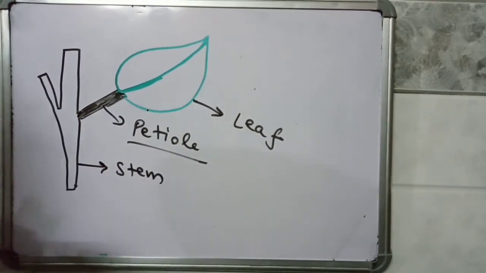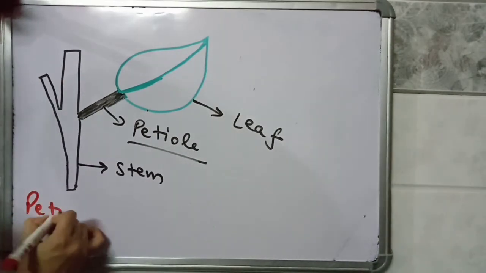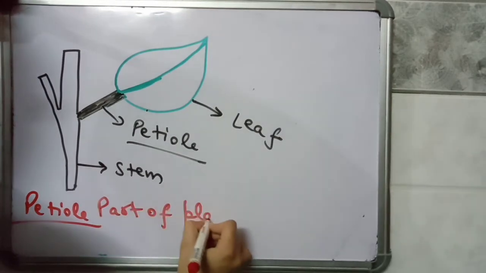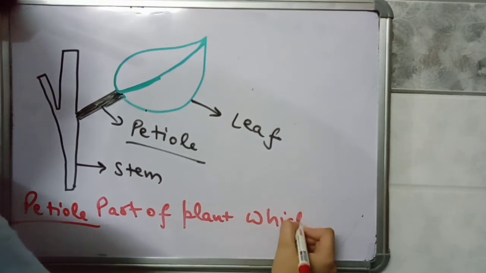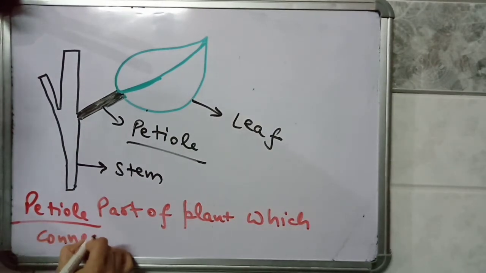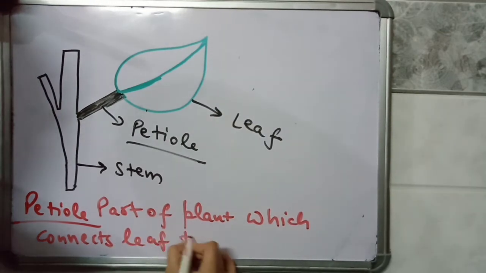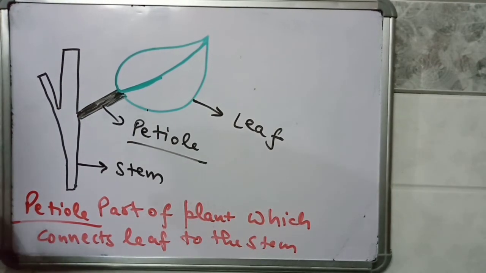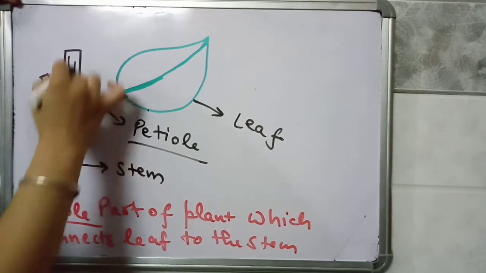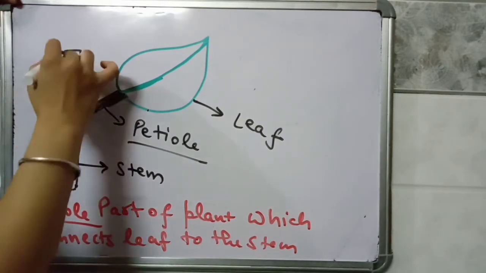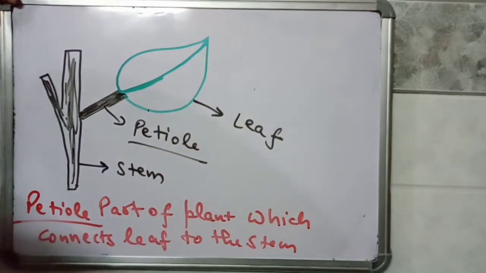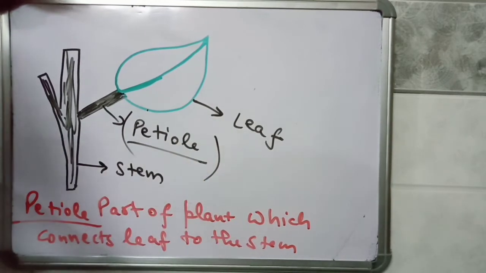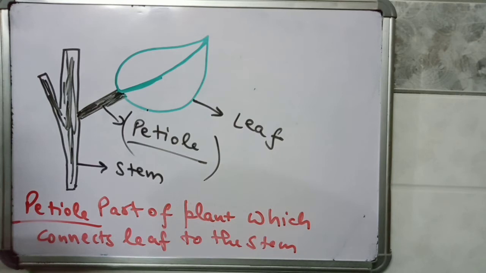What is a petiole? The petiole is the part of a plant which connects the leaf to the stem. This is the stem of a plant, and this is the leaf of a plant. So the leaf and stem are connected by a stalk named the petiole.